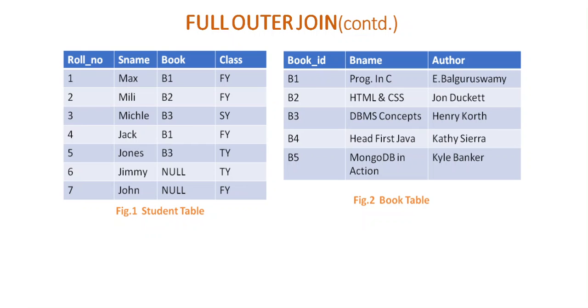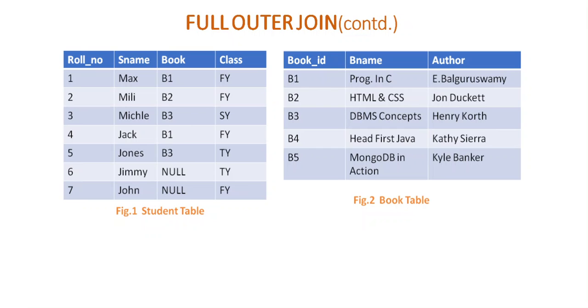Now here in the book table we have book IDs B1, B2, B3, B4 and B5. So the book attribute in the student table and the book ID attribute in the book table are the common attribute. If you carefully look at the student table, the issued books are B1, B2 and B3. Only these three books are issued by students, and in the book table we have 5 books. So out of these 5 books, B4 and B5 are not issued.